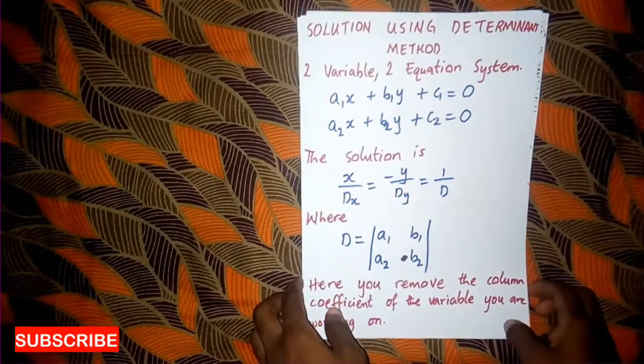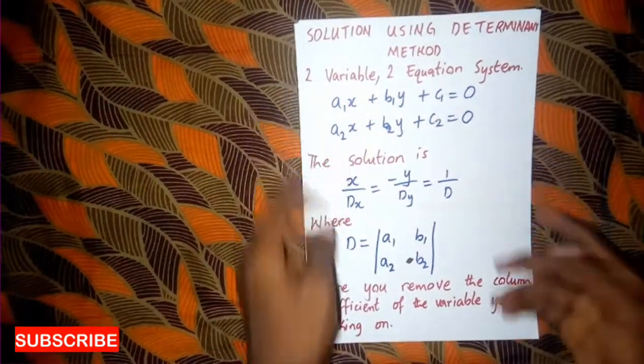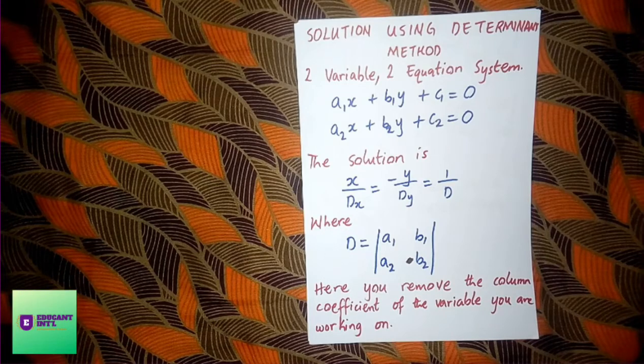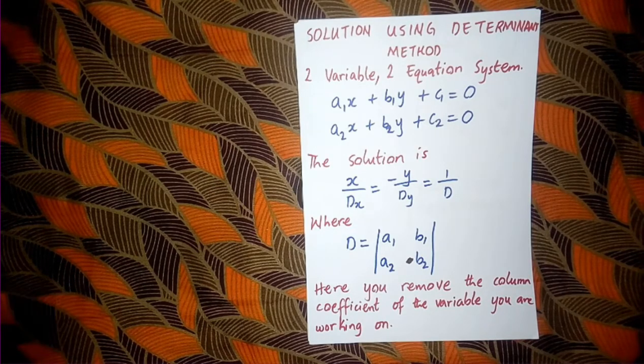Okay, so we are going to be looking at solution using determinant method. And we are going to be applying it to two variable, two equation systems. Now the determinant method has quite a difference with Cramer's method. We are going to be looking at that in the three variable, three equation system, or maybe let's just look at it now.